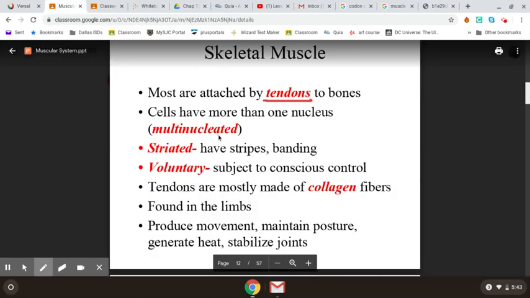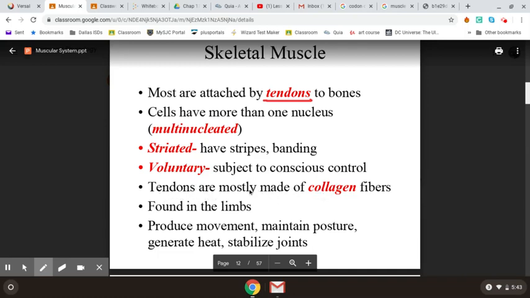Again, what you're going to see a lot in this particular PowerPoint is a lot of reiterated stuff, so I'm not going to spend too much time on it. Skeletal muscle is multinucleated. They're striated. They're voluntary. Tendons are made of collagen.